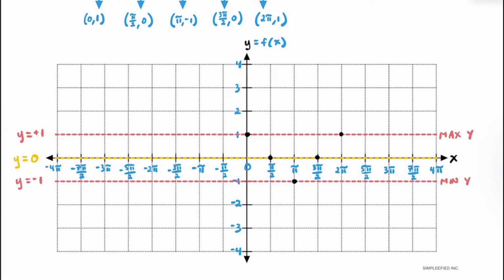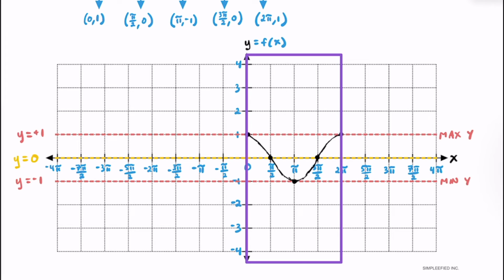Let's go ahead and connect these points in a smooth curve for the cosine function. All right, so this right here is one period of that cosine function, but again, this is going to repeat itself forever and ever. These are just the 5 points that we had in our table.